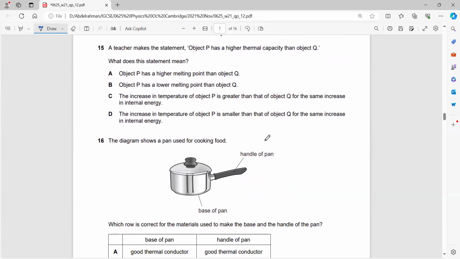A teacher makes the statement about object P. This is cancelled. Thermal capacity. This is cancelled.